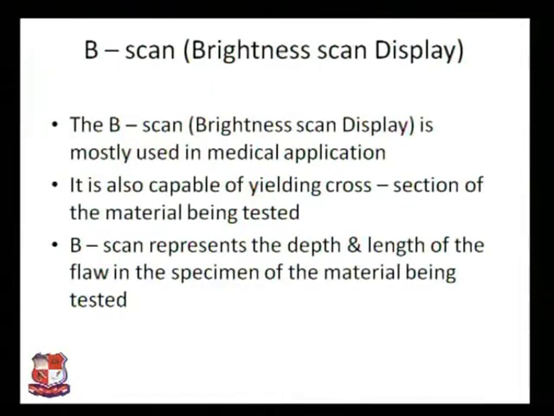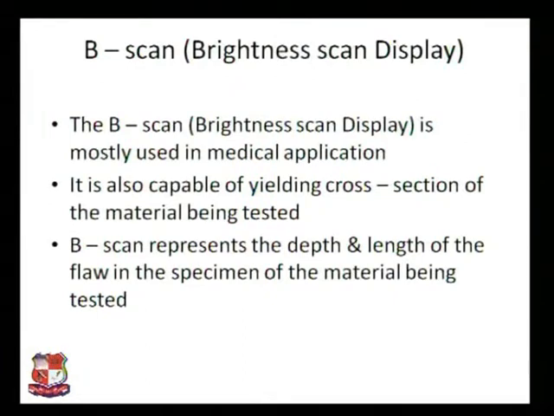B scan means brightness scan display. Actually, this method is mostly used in medical applications. It is also capable of testing materials. Material can also be checked or tested with the help of B scan. B scan represents the depth and length of the flaw in the specimen of the material.